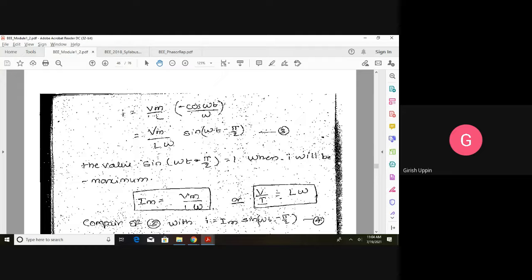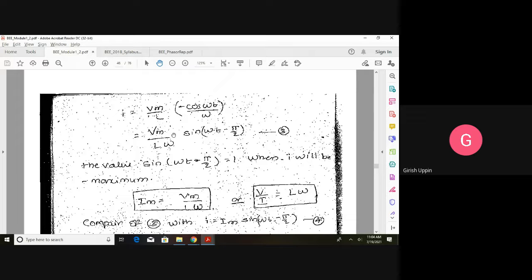Means voltage will start at 0 and voltage will become maximum at pi by 2. At pi by 2 the current will start. When omega t is equal to pi by 2, pi by 2 minus pi by 2 is 0, the current will slowly start increasing. When voltage becomes 0, current would be a peak. When voltage is a negative peak, current would be 0, and so on.